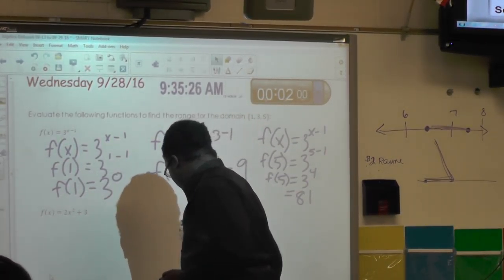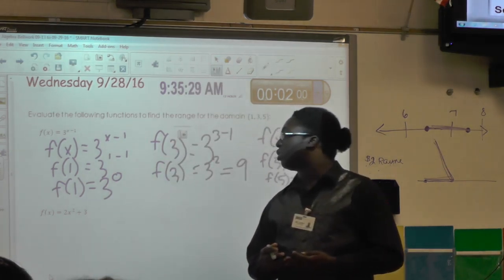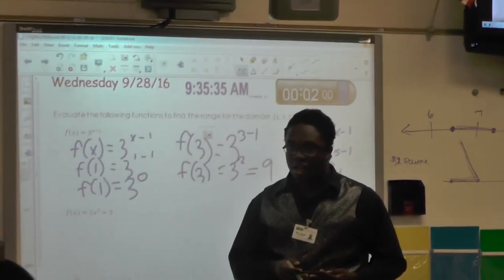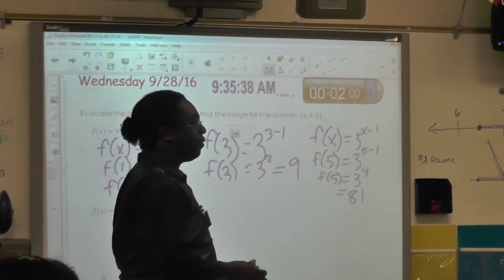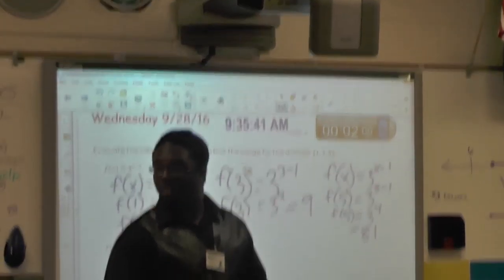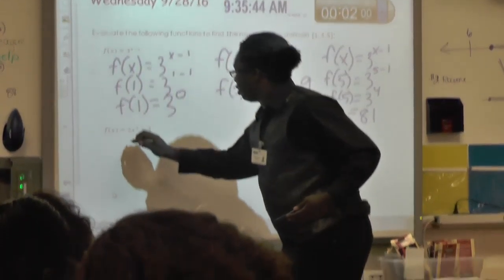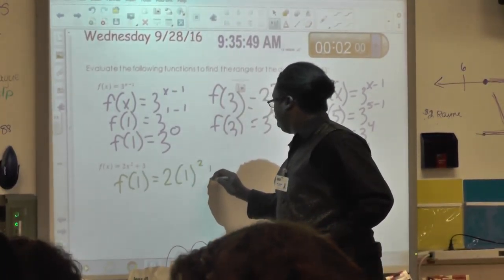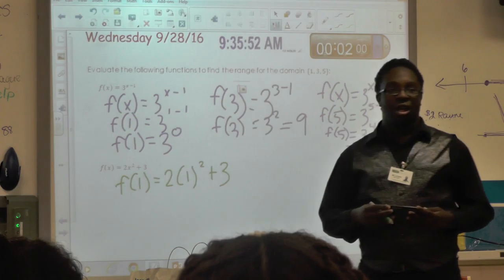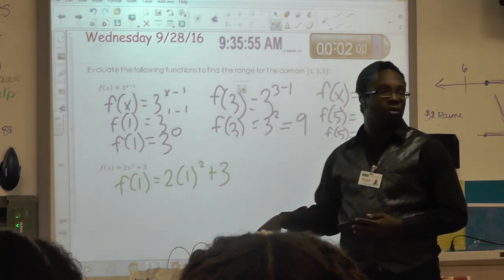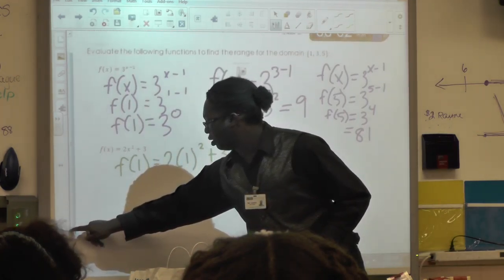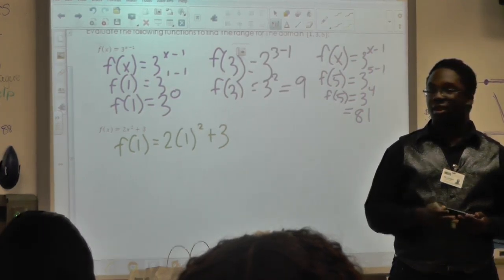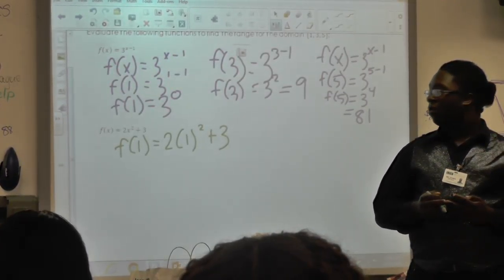Now, we go on to number 2. We get f of x is equal to 2x squared plus 3. What is the first step you guys did as far as getting the x? Plugged in the 1. So it looked something like this. You substitute the 1 in, and which operation are we going to do first? The 1 to the 2nd power.